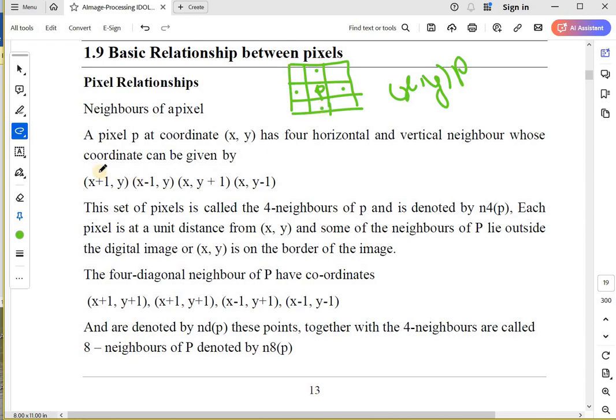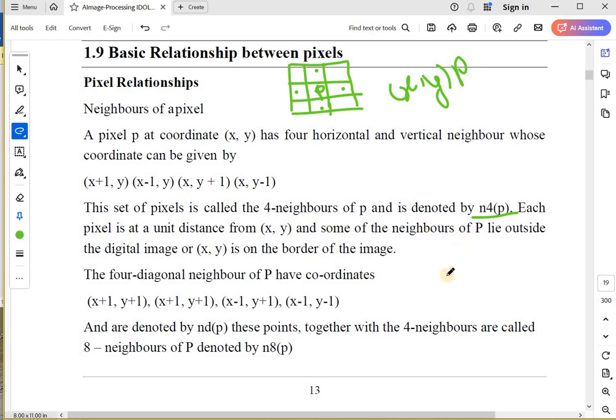How do I give these neighbors? x plus 1, y. x minus 1, y. x, y plus 1 and x, y minus 1. Okay? This is x, y, correct? So before this will be x minus 1. After this will be x plus 1. y plus 1, y minus 1. Correct? Now, these 4 neighbors of P are denoted as N4 of P. Okay? And each pixel is at a unit distance from x, y.